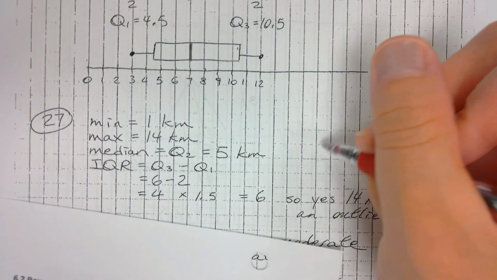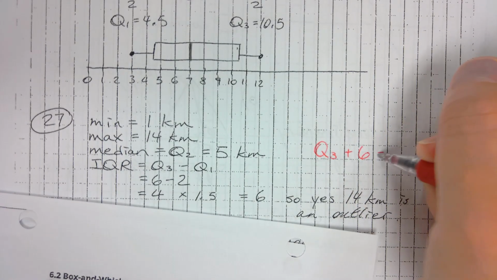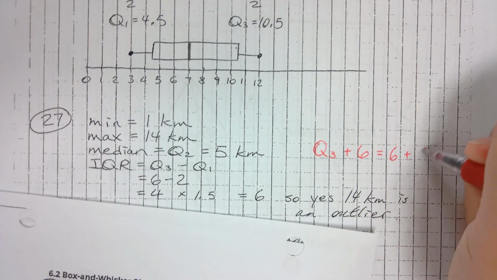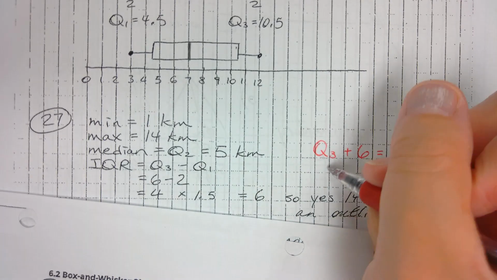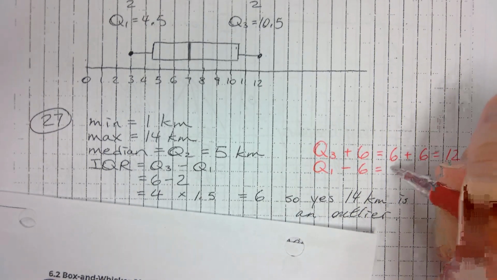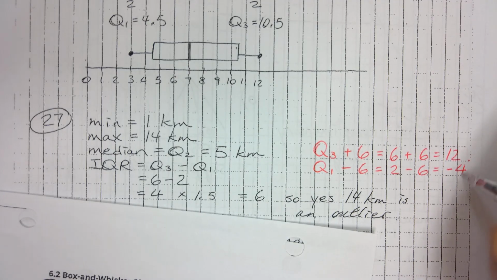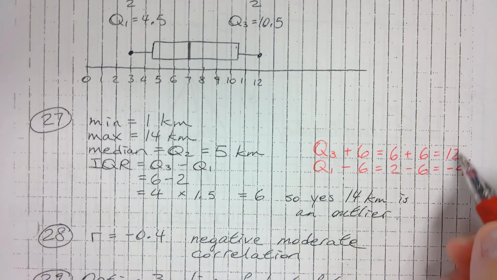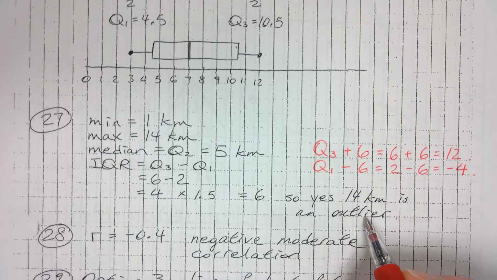So my Q3 plus 6 is going to be 6 plus 6. So it's 12. So the very max should be 12 to be considered reasonable range. And then Q1 minus 6, Q1 is 2, so 2 minus 6. So the very minimum should be negative 4. Okay, so anywhere between negative 4 to 12 would be considered reasonable range. So 14, yes, it is an outlier.